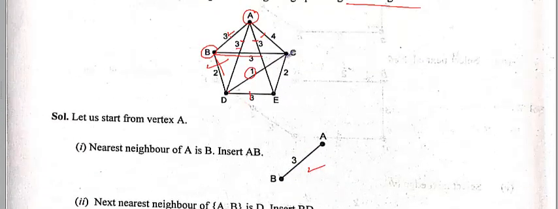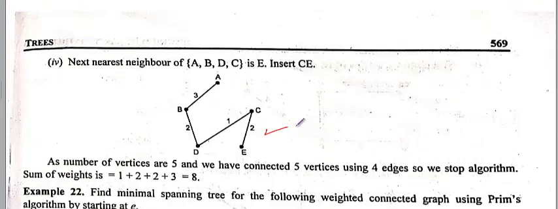The circuit should not be completed. Okay, so you cannot take this because when you take this edge, the circuit will be completed. You cannot take this edge because the circle will be completed. So you will take this one. Okay, so what you will take? You will take this one. See, very interesting to see. You will take this one.